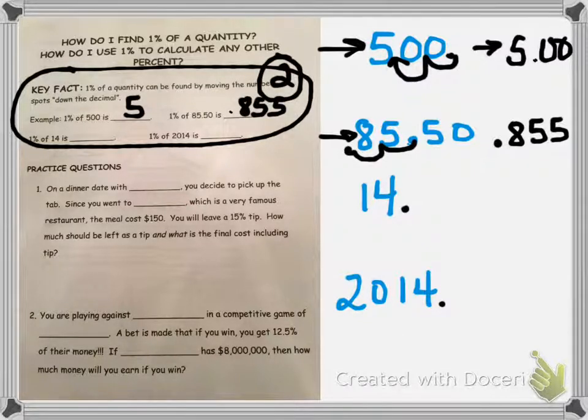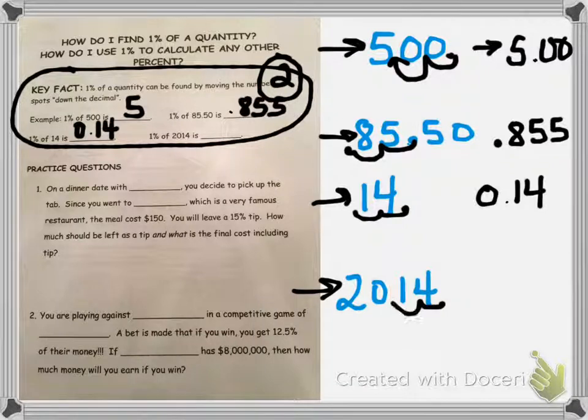The next one is simply the number 14, and you can see as a reminder that a decimal is added in. If there's no decimal there, it's just all the way to the right. So if we push this one over 2 spots, 1, 2, we're going to be left with a quantity of 14 hundredths. And our last example, we're going to do 1% of 2014. So again, push that down 2 spots. We're going to end up with a quantity of 20 and 14 hundredths.